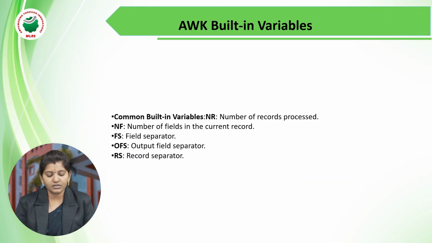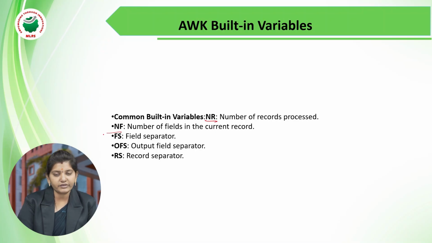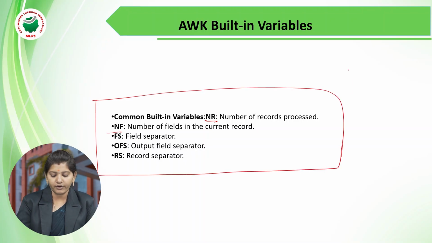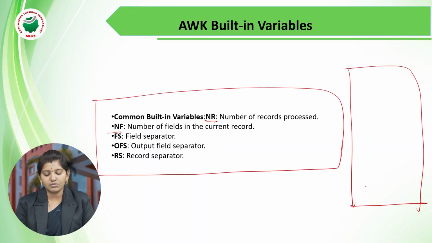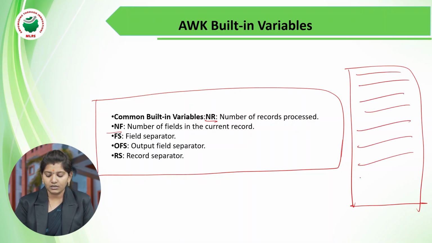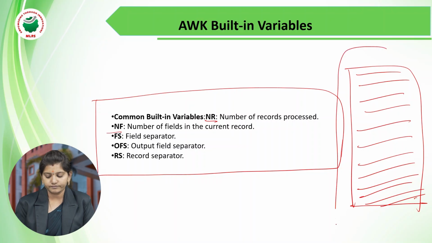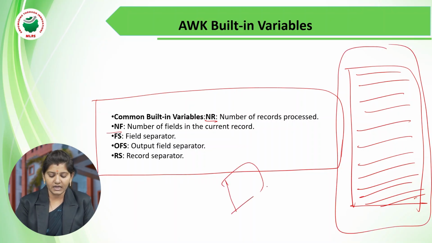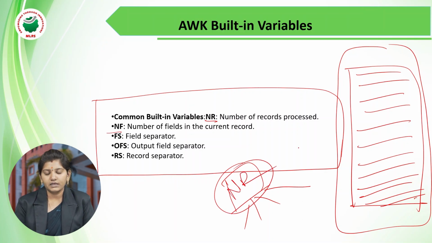Built-in variables. Coming to the built-in variables, we have NR, the number of records, and NF, the number of fields in the current record. These are all operations that can be included in a file. For example, there may be hundreds of lines of code in the file, so we have to read the number of records present in it. In a folder we have different types of files. So NR is used to read the number of records that we have.